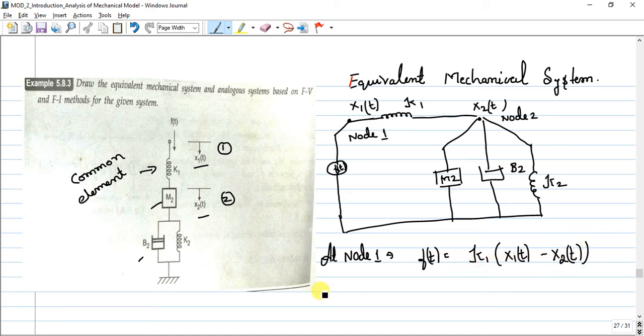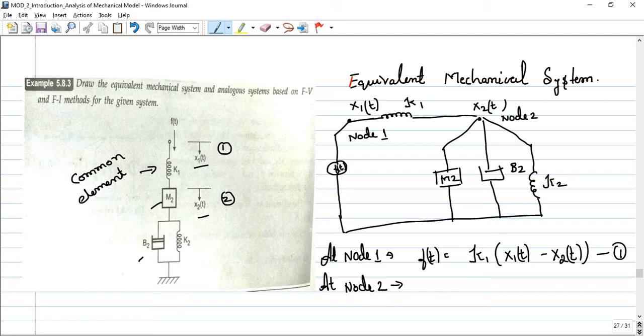Okay, so this will be my differential equation at node 1. Let me consider this the first equation, and second, at node 2, so I have one more set of equation.